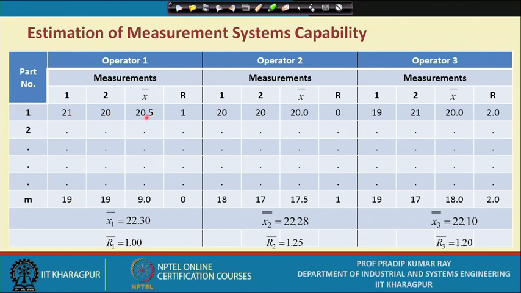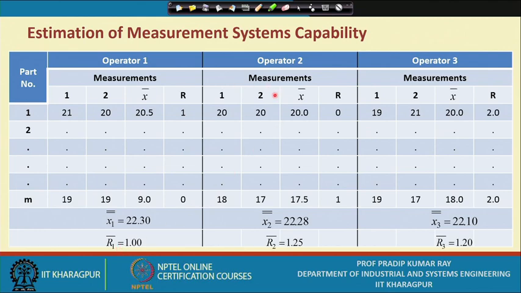Is it okay? You calculate, say, the corresponding x bar and R individually. So for the first operator you have x1 double bar, mean of the means, that is 20.30. This is just an example. And R1 bar, that means R1 stands for the first operator. So this is 1.00. It's clear? That means you have all these values, you add them and you take this average. That is basically R1 bar.